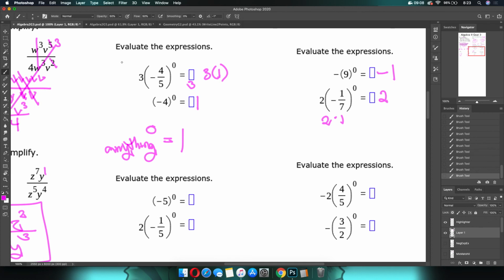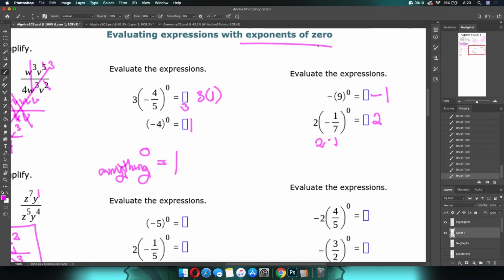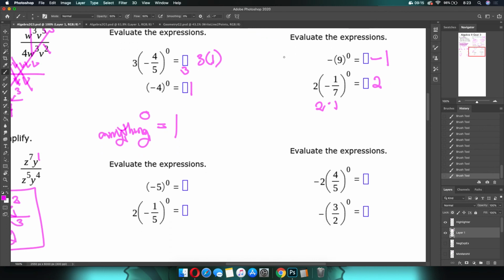And this topic in particular, having things with exponents of 0, pops up in quite a couple other topics to keep in mind, especially when you're graphing your exponential growth and decay. That's a DSA question. Handy little thing to keep in mind.